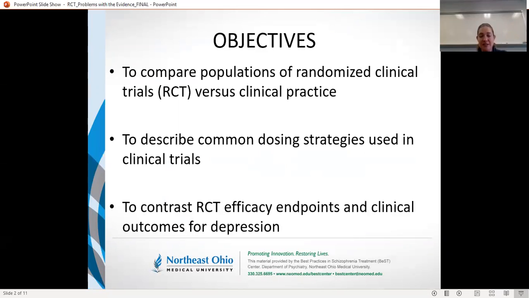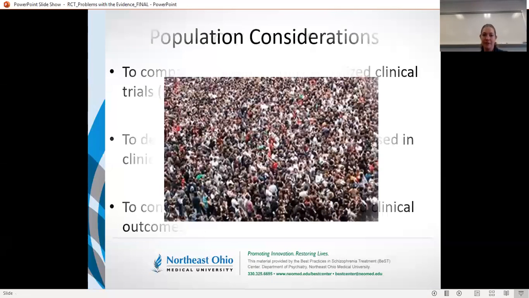And the last thing is to really contrast some of the efficacy endpoints that we see. I'm going to use depression as an example just because I think it's a good example, but we could really extrapolate this to any other indication and how that doesn't necessarily always align perfectly with what we want our clinical outcomes to be, which may then have some implications for what that looks like in clinical treatment guidelines.